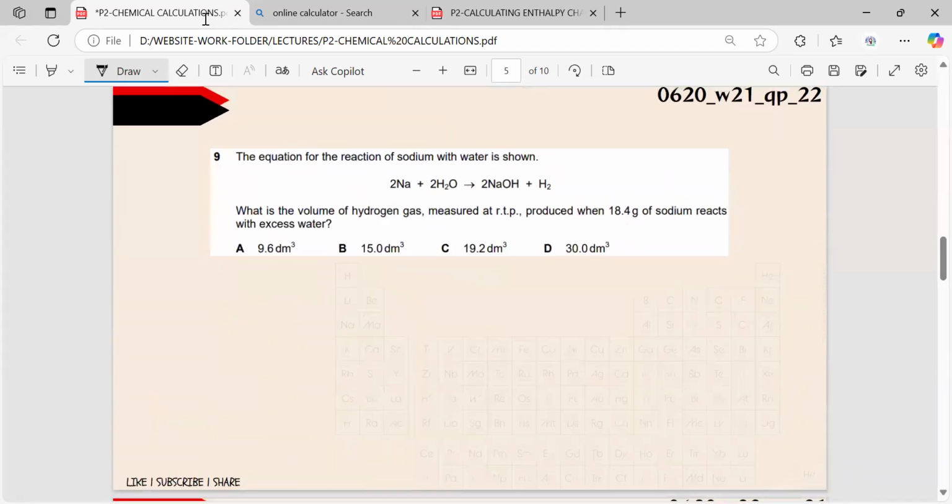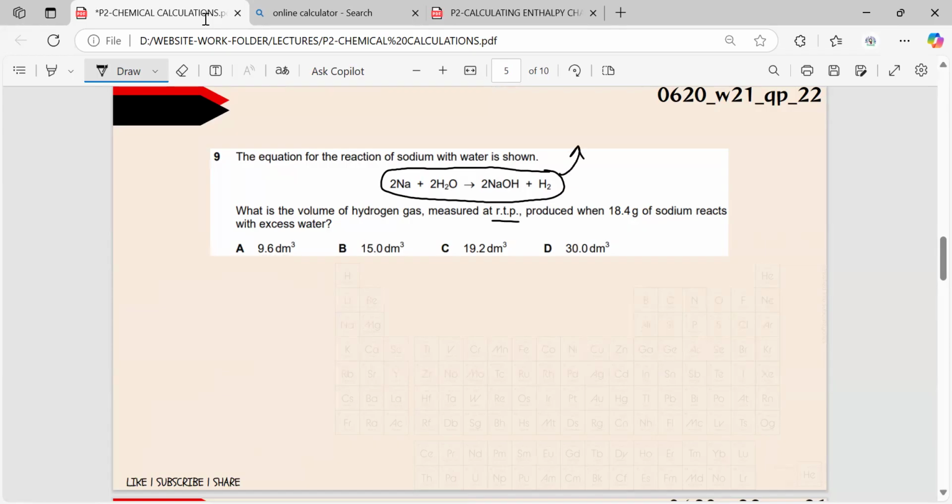Next question. The equation for the reaction of sodium with water is shown. Again, we have an equation, so maybe we'll take a ratio. What is the volume of hydrogen measured at RTP produced when 18.4 grams of sodium reacts with excess water?